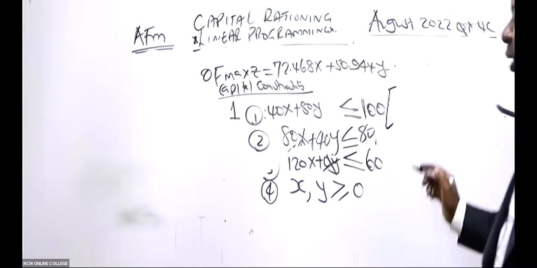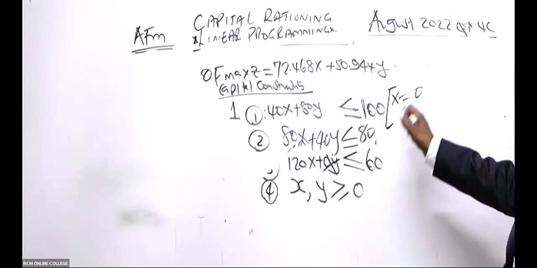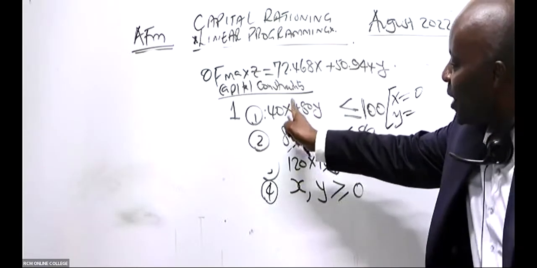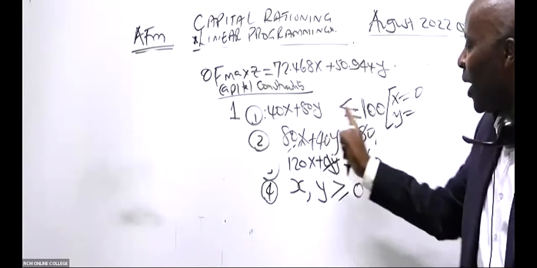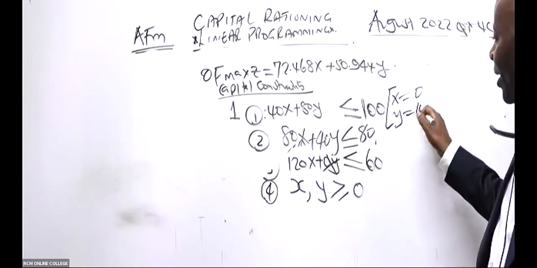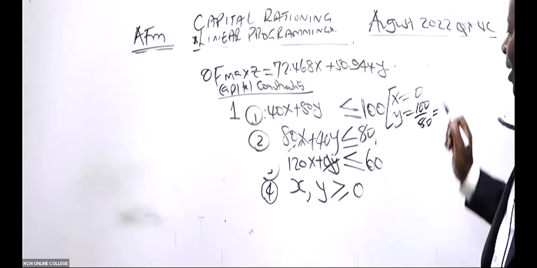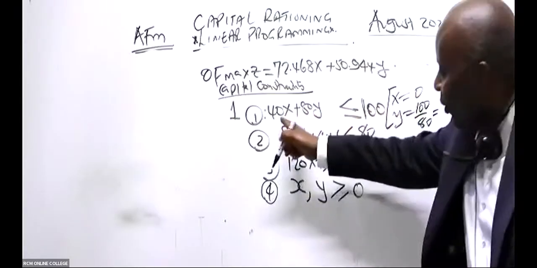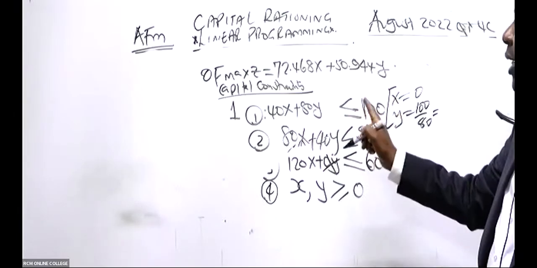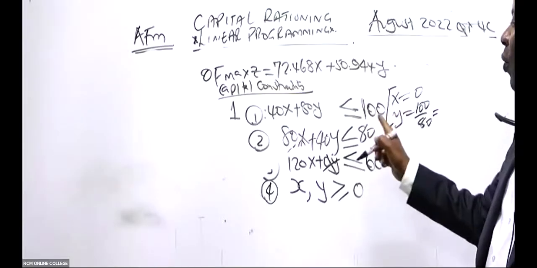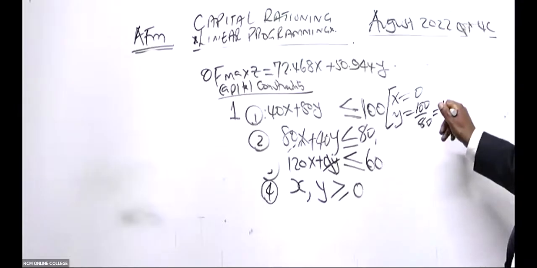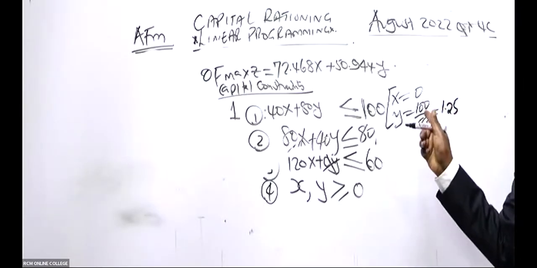Very easy. We start by asking ourselves, when x equals 0, what will be the value of y from constraint number 1? If x was to be 0, this term disappears. So it means 80y will be equal to 100. Therefore, y alone will be 100 divided by 80. Forget about the inequality, read this as if it's equal. So y will be 100 divided by 80, which gives 1.25.